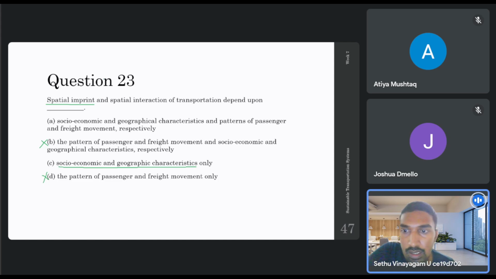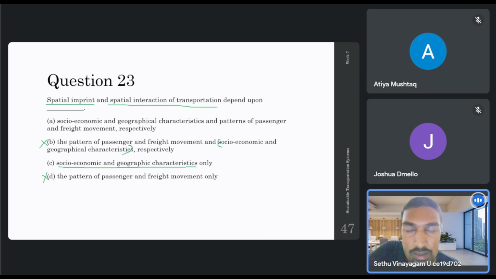So the socioeconomic and geographical characteristics for spatial interaction and the pattern of passenger and freight movement for spatial imprint. But we know this part is for spatial imprint, right? So therefore B can also be eliminated. So it is between A and C that we have to decide, right? So what is this spatial interaction now?